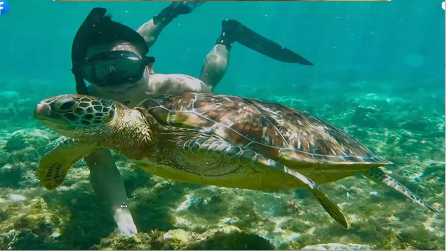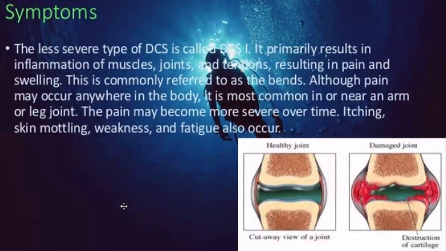So now we have the symptoms. The less severe type of DCS is called DCS 1. It primarily results in the inflammation of muscles, joints, and tendons, resulting in pain and swelling. This is commonly referred to as the bends. Although the pain may occur anywhere in the body, it is most common in an arm or leg joint. The pain becomes more severe over time. Itching, skin mottling, weakness, and fatigue could also occur.